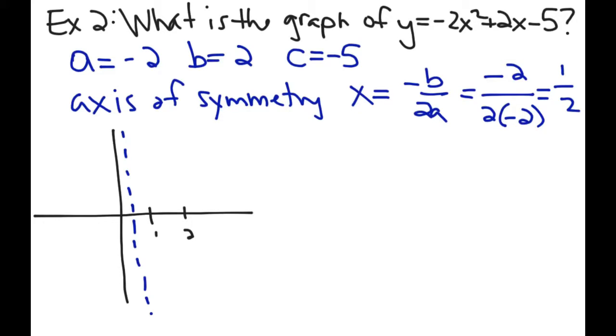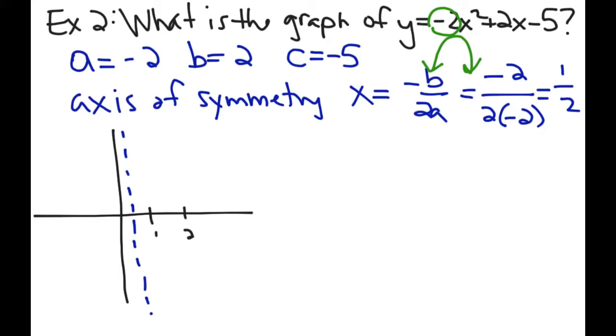Alright, so now the next thing I should find is what the vertex is. And I should determine if this graph opens up or down. So, if the leading coefficient a is negative, the parabola opens down. When it's positive, it opens up. Since it's negative 2, I know that it's going to open down. So that at least gives me an idea of what it's going to look like.